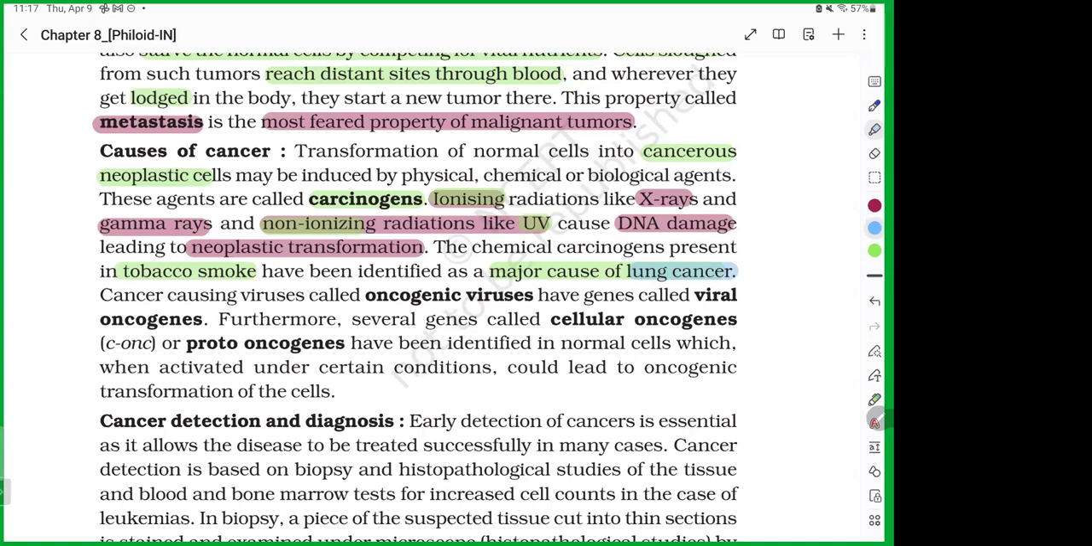So lung cancer is mainly because of tobacco. So tobacco is the chemical carcinogen. Correct. Cancer-causing viruses are known as oncogenic viruses. Onco means cancer. Genic means forming.